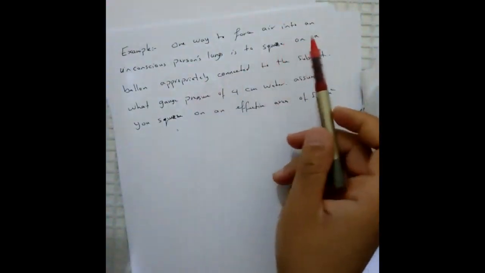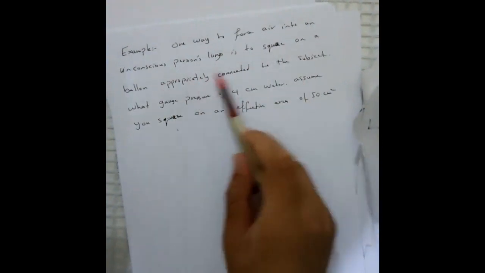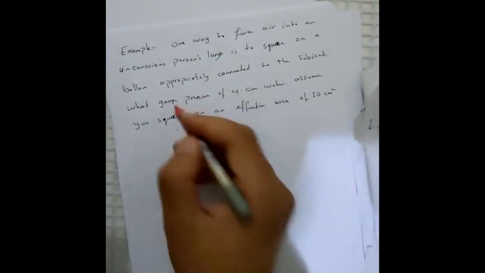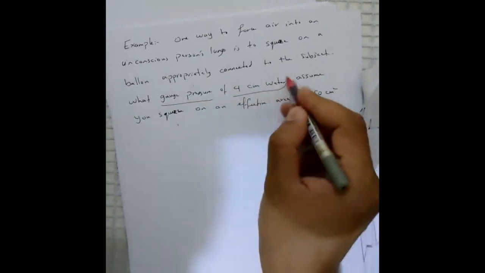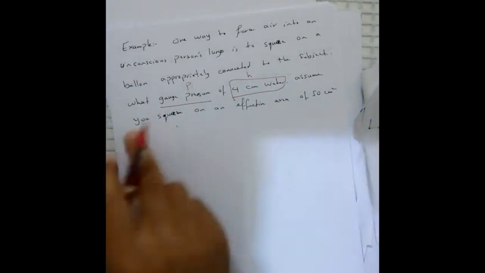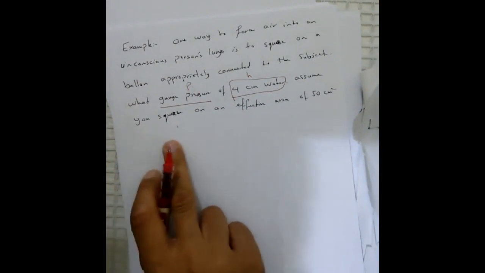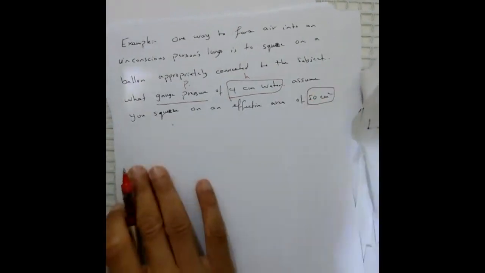The second one is just like one way to force air into an unconscious person's lung is to squeeze on a balloon appropriately connected to the subject. What is the gauge pressure of 4 centimeter of water? He wants the pressure, but what pressure? Of 4 centimeter of water. So you have H. Assume that you are squeezing on the effective area of 50 centimeters square.